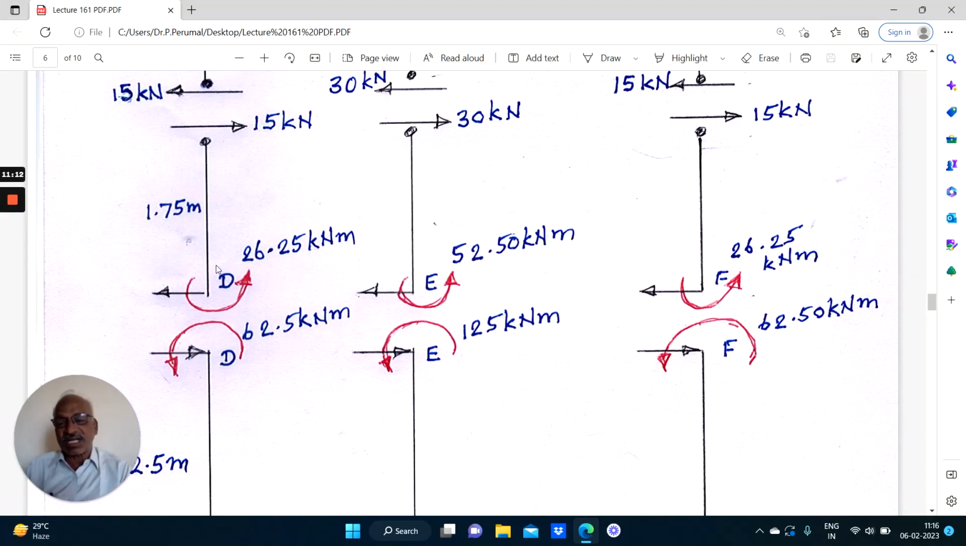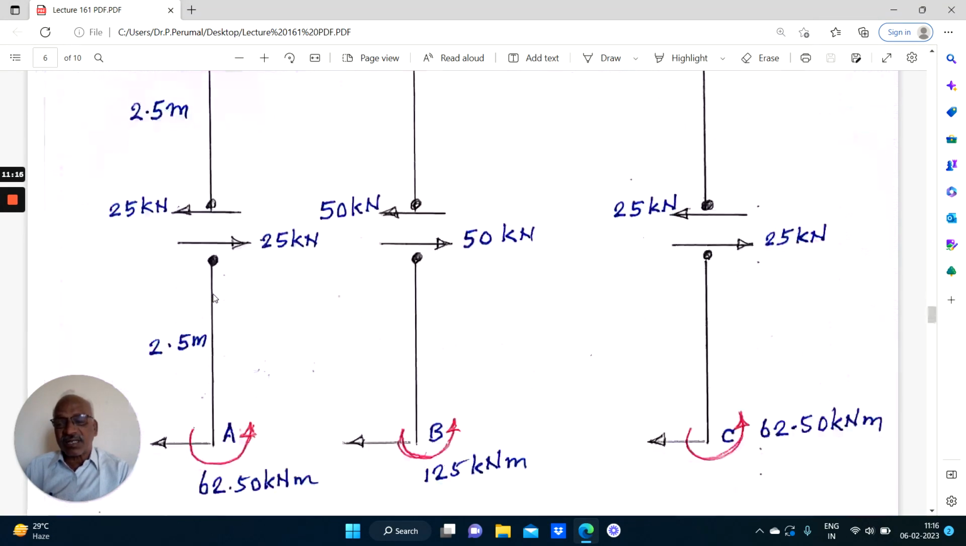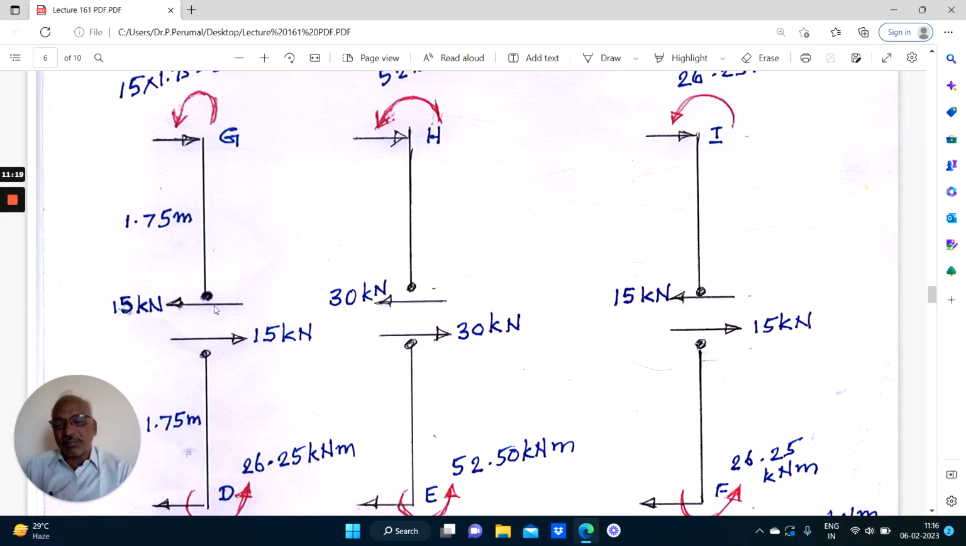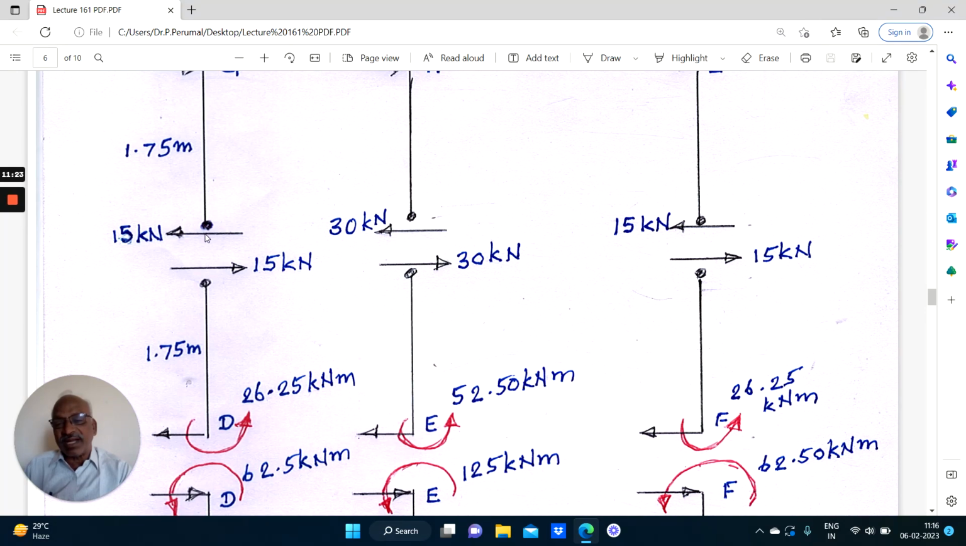Same procedure. Here it is the second part of the top story. This is up to the mid height, and this is below the mid height. So same value, same procedure, same calculation.